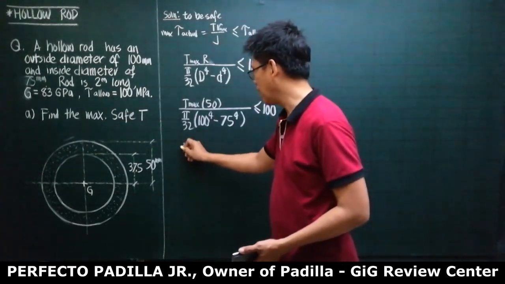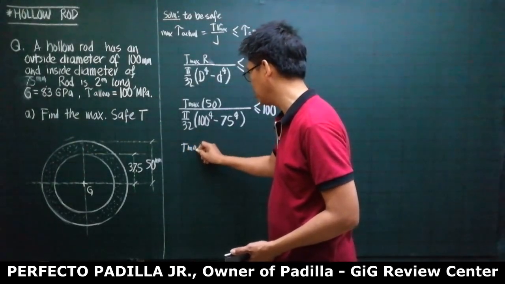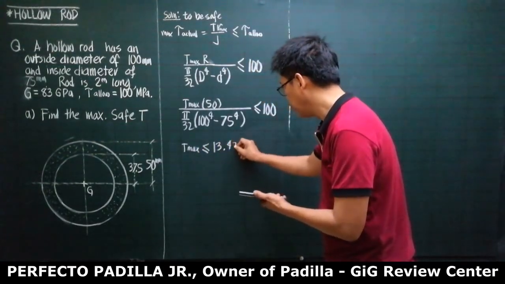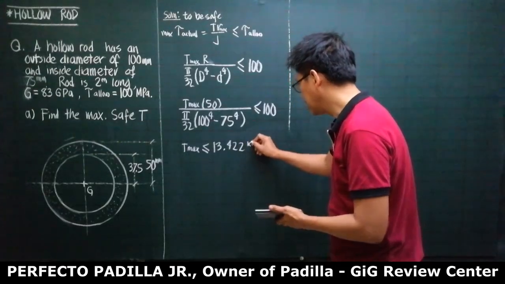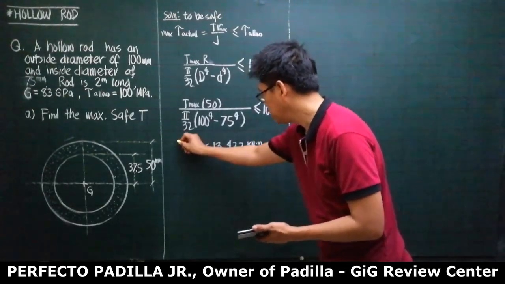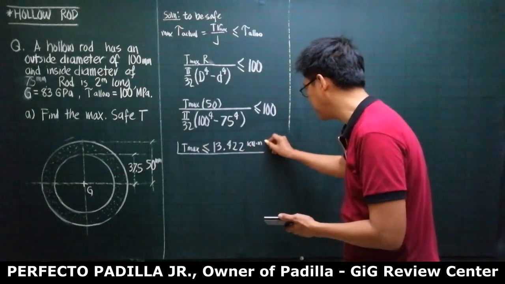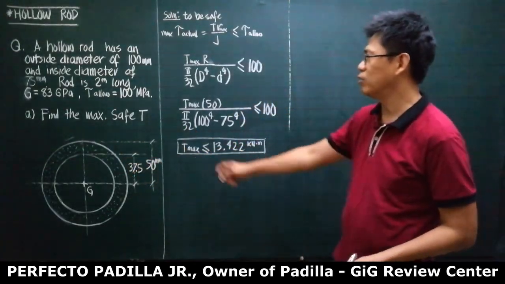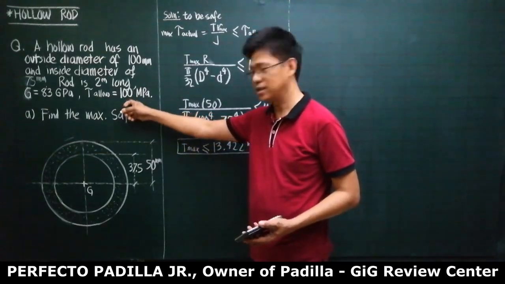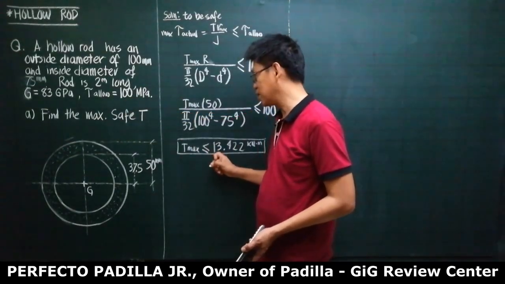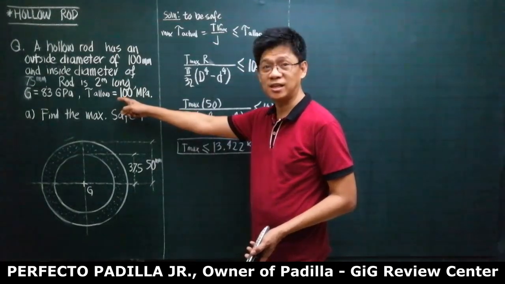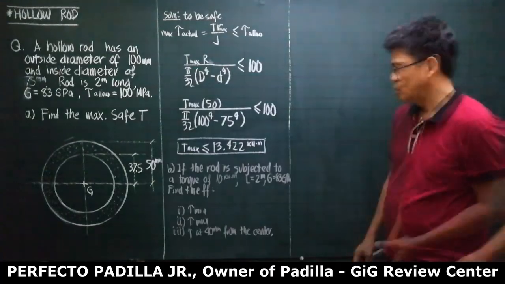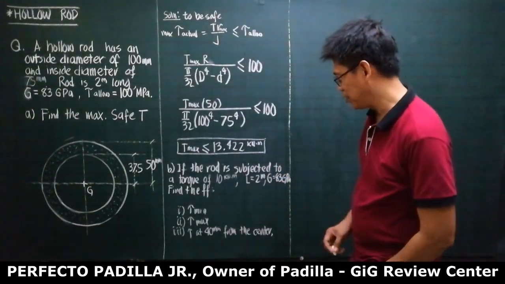Therefore, our T max is going to be equal to or less than 13.422 kilonewton meter. So this is the maximum safe torque that this rod can support without exceeding the allowable stress. When your torque is this one, the stress in the rod is 100 megapascal. Okay? Alright. What about this question?